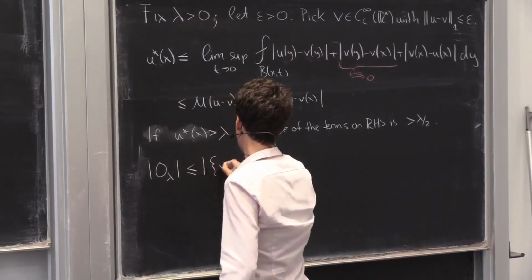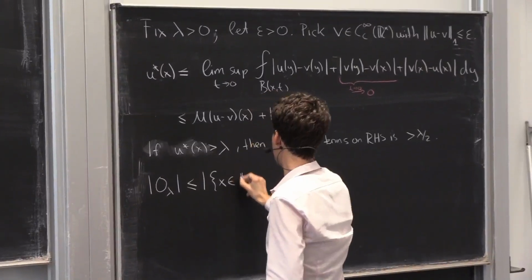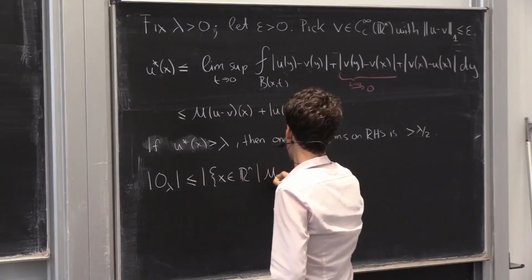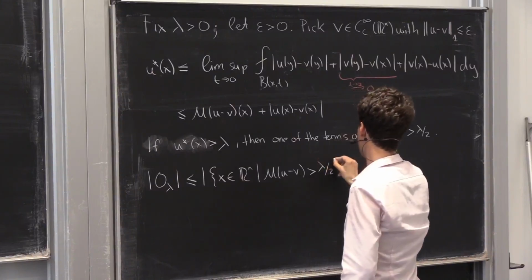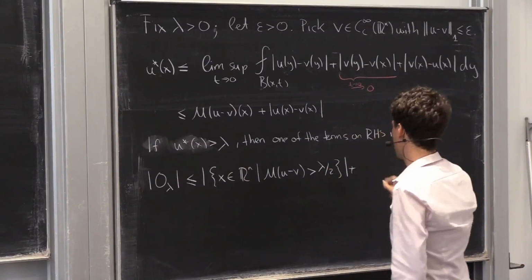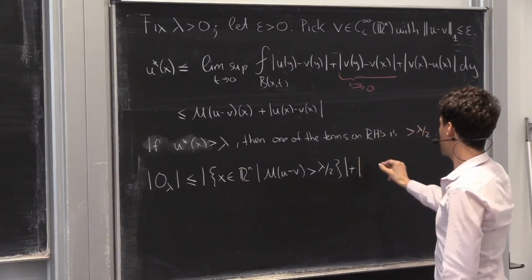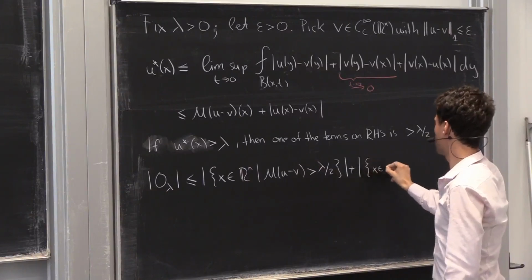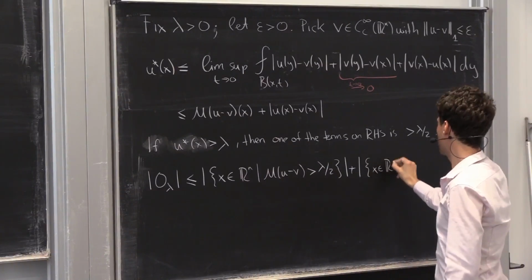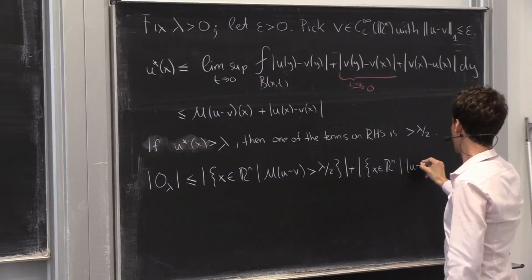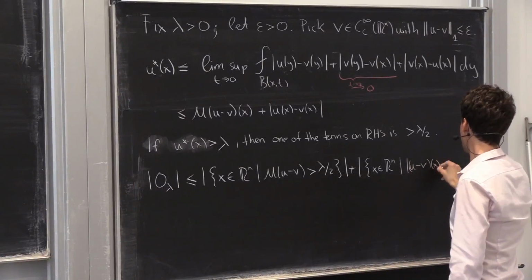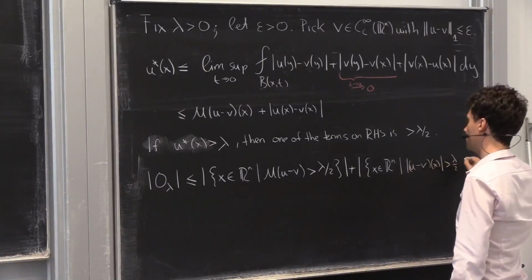by the sum of the measure of two sets: the super level set of the maximal function of u minus v, and just a super level set of the function u minus v, u minus v at x larger than lambda over 2.